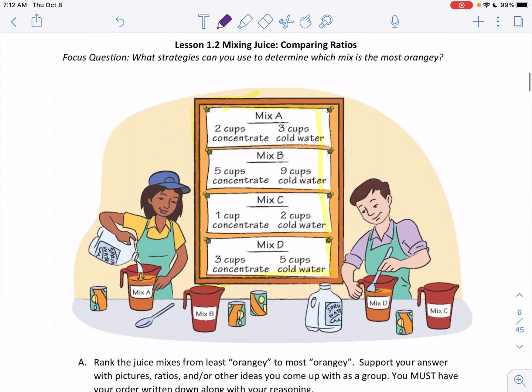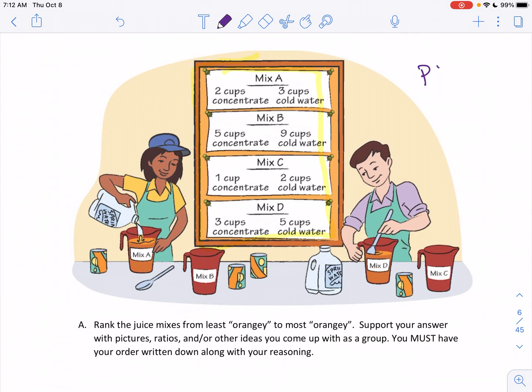We talked about the benefit of part-to-part ratios. We also talked about the benefit of a part-to-whole ratio. So go ahead and consider all of those things and think about whatever would be most orangey would probably have the strongest concentrate or the least amount of water, in a sense, because water dilutes the concentrate. Okay, so go ahead and pause now and figure this out.